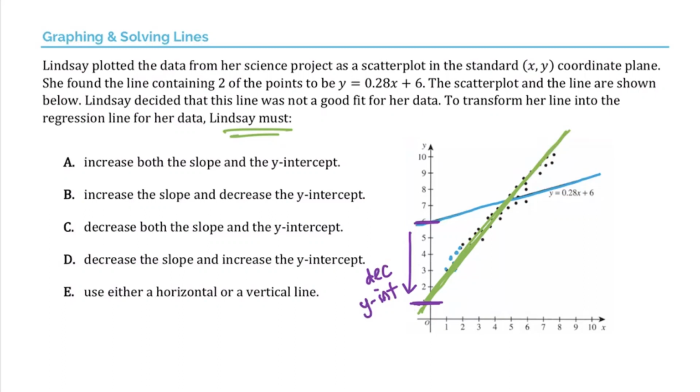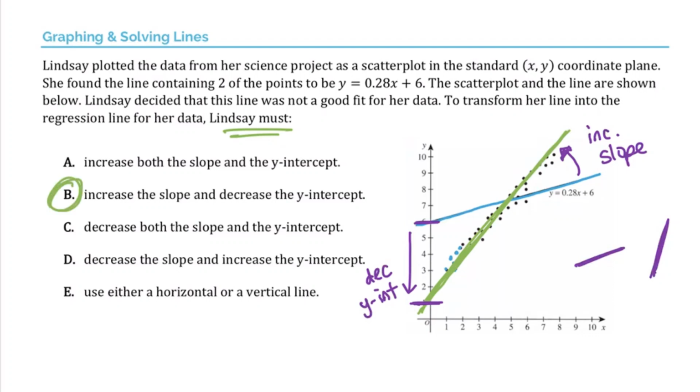Now look at the slope. Remember, the original slope is kind of this shape. The new slope gets steeper. So remember, if a slope gets steeper, that means that you are increasing the slope. So for her to transform this line for her data, what does Lindsay need to do? She needs to increase the slope and she needs to decrease the y-intercept. So I think that correct answer for us is going to be B.